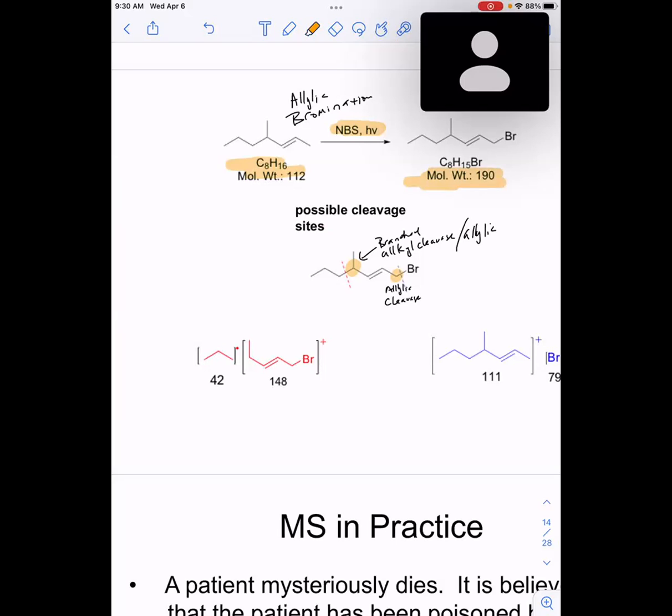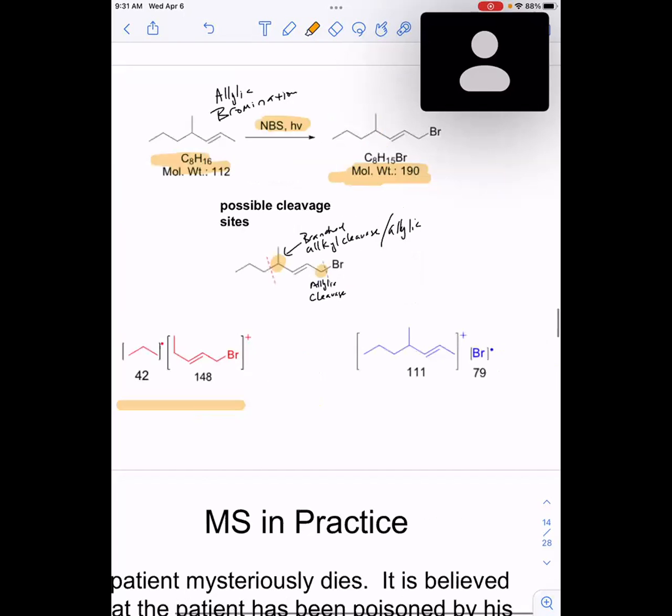So if I do look at the cleavage that's indicated by the red dashed line, that's going to give me these two molecules, fragments, and one of them is 42 grams per mole, and the other is 148 grams per mole. By the same token, on the other side, this is 111 and 79 because it has to add up to 190, right? So the bromine fragment is 79. That's the atomic mass of bromine, and then the other fragment is 111. So it's just an example to see this.